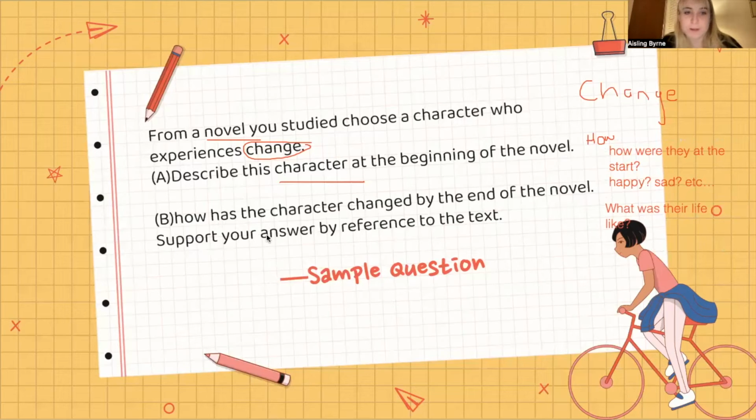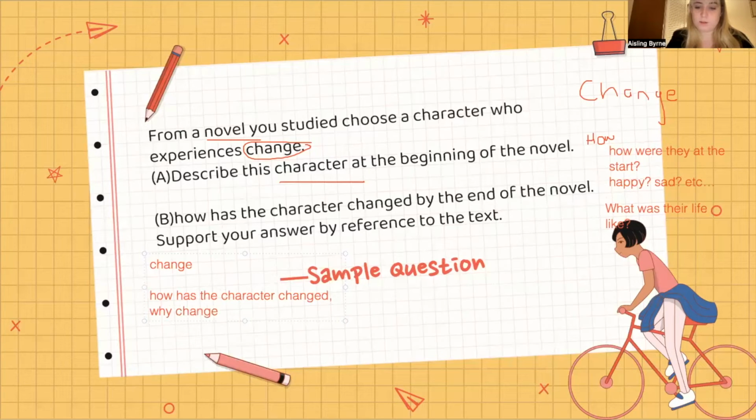Then we move on to part B now. So how has the character changed? So now we're really bringing in change. And maybe we want to consider why the character has changed. So not only how has this character changed, but why has this character changed? Is there a reason this character's changed, or did they just decide to change for the sake of it?